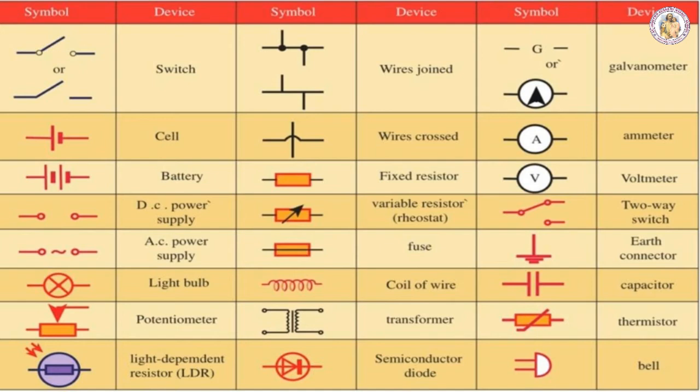Next, light bulb, potentiometer, light dependent resistor (LDR), wires joined, wires crossed, fixed resistor, variable resistor, rheostat, fuse, coil of wire, transformer, semiconductor diode, galvanometer, ammeter, voltmeter, two-way switch, earth connector, capacitor, thermistor, bell.